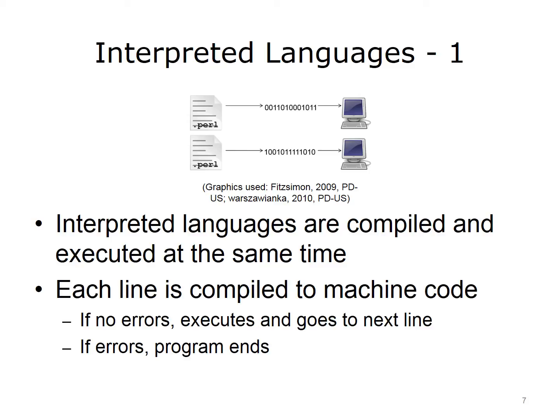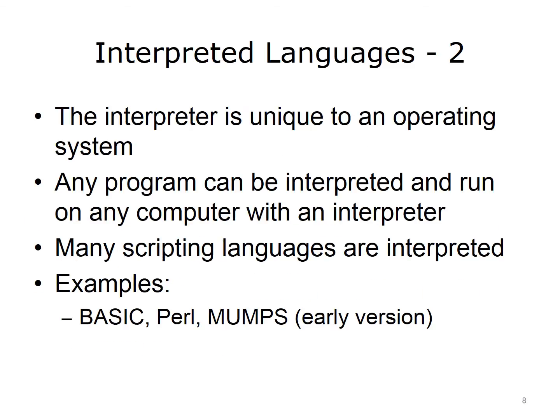During the development stage, program versions are changed frequently, which can result in a lot of compilation time, particularly for a large application. The interpreter for the language is unique to an operating system, but once the interpreter is installed, it can handle any program written in the corresponding language. In other words, users can port, which means to move or copy over, a program written in an interpreted language to any computer, assuming the computer has the interpreter installed. Many scripting languages are interpreted, making programs written in them portable. Some examples of interpreted languages are BASIC, Perl, and an early version of the Massachusetts General Hospital Utility Multiprogramming System, or MUMPS.